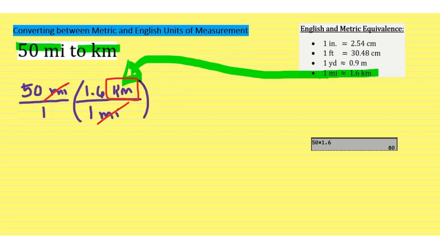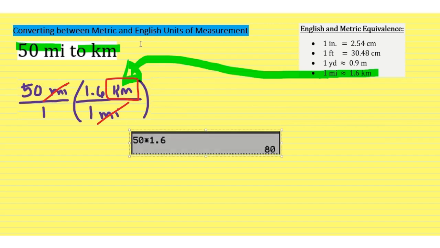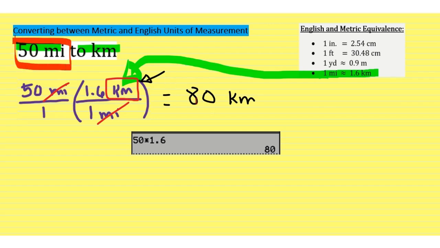So when I do those calculations, where I multiply both the denominators and both of the numerators, it gives me 50 times 1.6, and that is 80. Again, my kilometers are the only units that are left. And this one was rather quick, don't you think? 50 miles is equal to 80 kilometers.